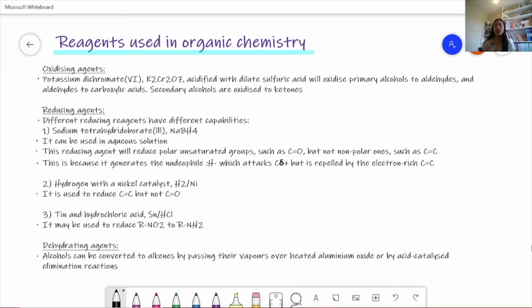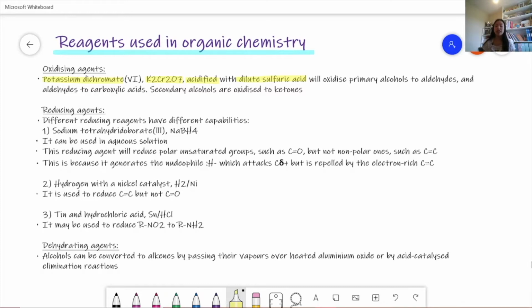So firstly, we're going to look at oxidizing agents, and the oxidizing agent that we've looked at is potassium dichromate. So this is our K2Cr2O7, and this has to be acidified with a dilute sulfuric acid in order to oxidize alcohols. So what we can do with this potassium dichromate is oxidize primary alcohols to aldehydes and then eventually to carboxylic acids, or we can go straight from a primary alcohol to a carboxylic acid. And we also need to know that secondary alcohols are only oxidized to ketones.